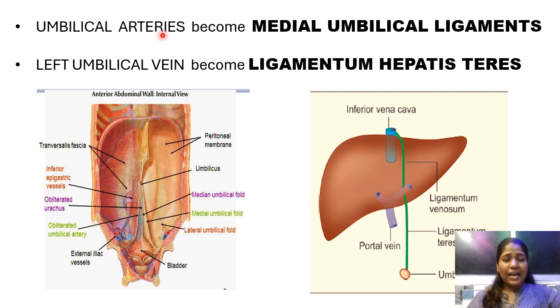So what happens to the umbilical arteries and umbilical vein? Two umbilical arteries will become medial umbilical ligament in the posterior aspect of anterior abdominal wall. If we see the back side of the anterior abdominal wall, we'll see two folds on either side of the umbilical fold. This is called medial umbilical fold. This is the remnant of umbilical artery. Whereas the left umbilical vein will be ligamentum teres hepatis. This is the ligamentum teres. This is ligamentum venosum. That is ductus venosus becomes ligamentum venosum.